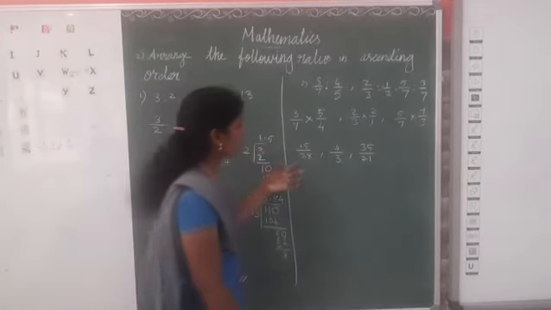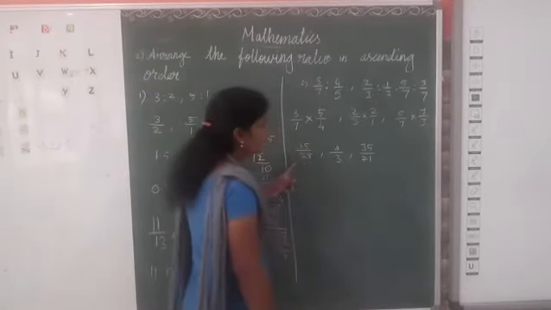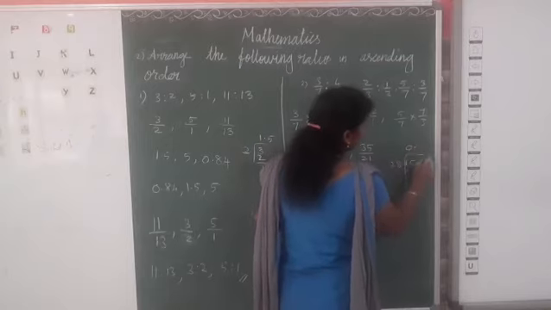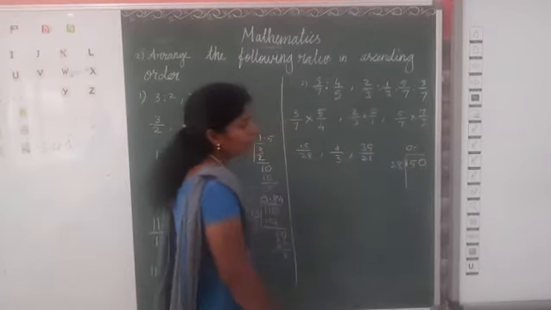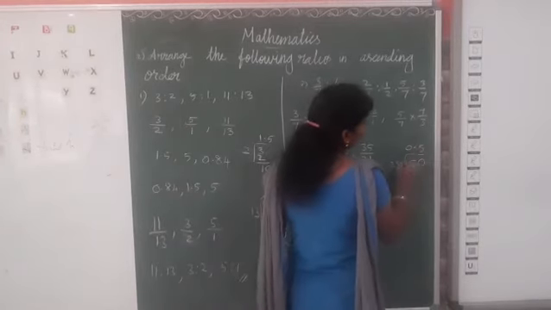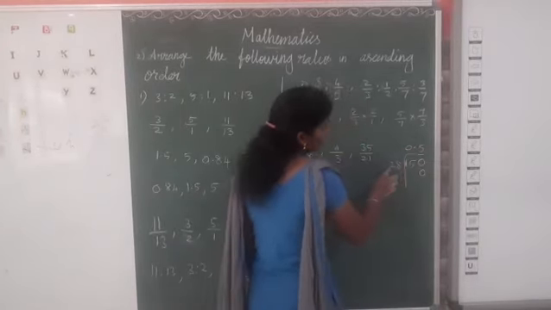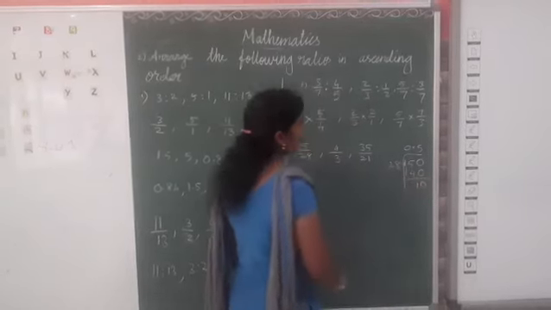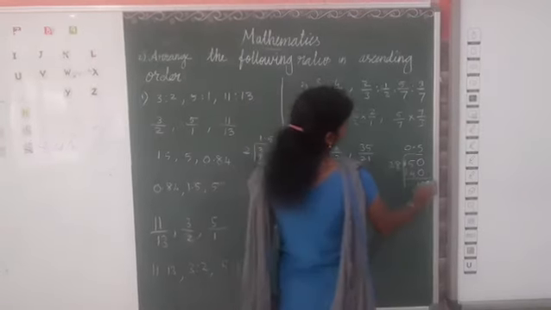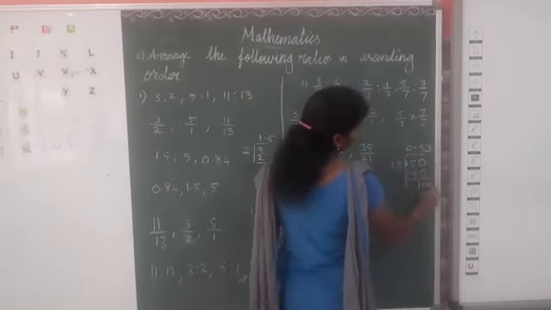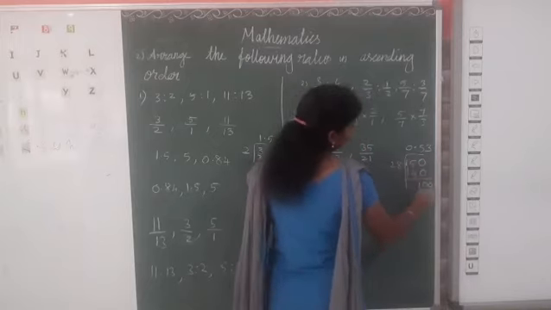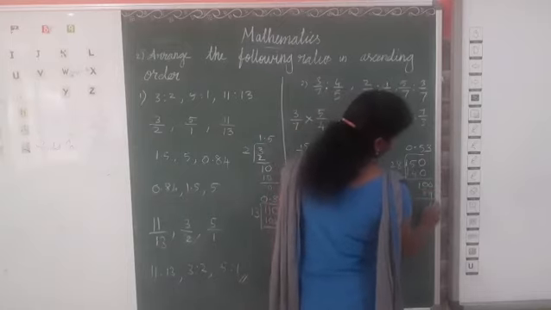Now we can write in decimal form 15 by 28. 15 by 28 means 0 point, we add a 0 here. 5 times 28 is 140, then 100 means 3 times 28 is 84, and so on.